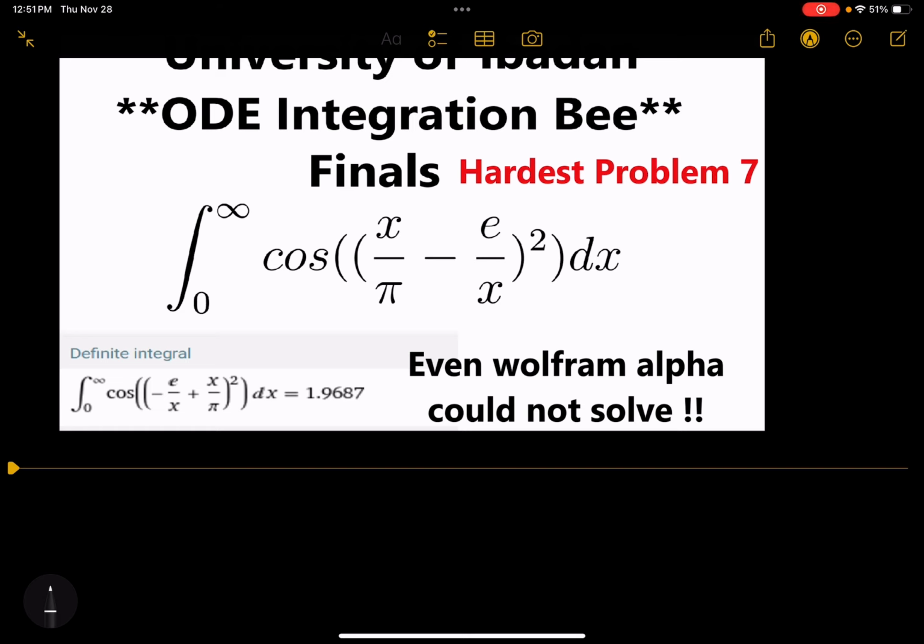I also gave this integral to Wolfram Alpha to see if it can solve it, because Wolfram Alpha is one of the most powerful calculators right now on the internet. And it just gave me a numerical answer and not an analytic answer in terms of different constants. So we are going to solve this problem, and it's going to be a miracle.